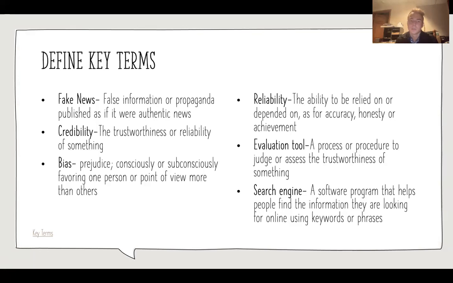So the first one's fake news: false information or propaganda published as if it was authentic. Credibility, the trustworthiness of something. Biases, prejudice consciously or subconsciously favoring one person or a point of view versus others. Reliability, the ability to be relied on or depended on for accuracy, honesty, or achievement. Evaluation tool, a process or procedure to judge or assess the trustworthiness of something. And finally, search engine, a software program that helps people find information they are looking for online using keywords or phrases.